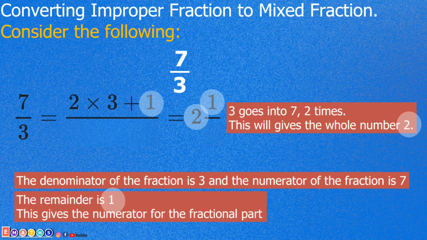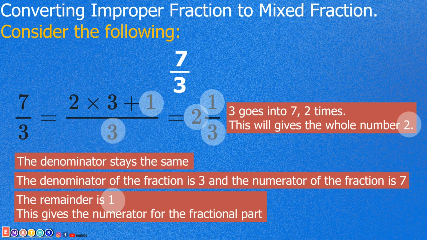As highlighted in white, this gives us the numerator for the fractional part. The denominator stays the same, always. Therefore, improper fraction 7/3 equals 2 and 1/3.